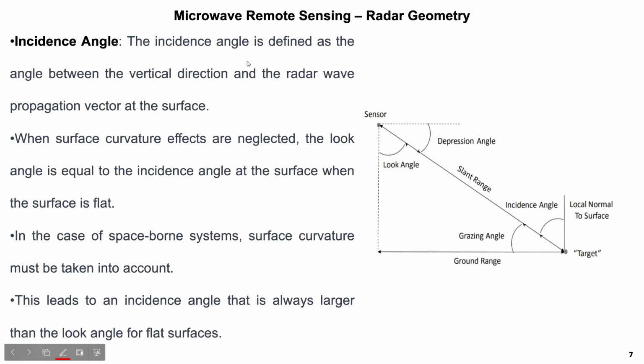Next is the incidence angle. So I have already defined this. When the surface curvature effects are neglected, the look angle is equal to the incidence angle. So this angle and the incidence angle will be equal. So they are alternate angles. And when your orbital platform is at a very high altitude, the surface curvature should be taken into account.